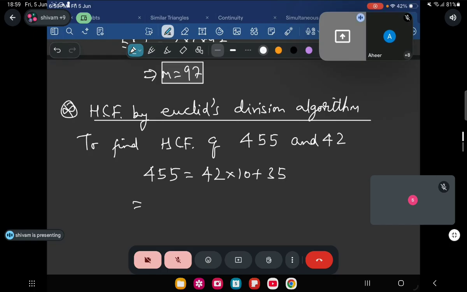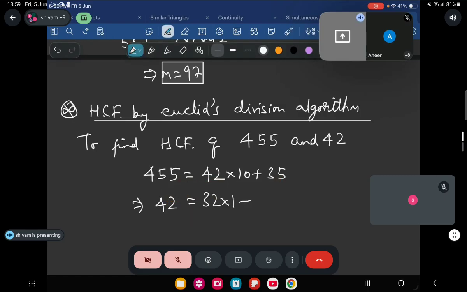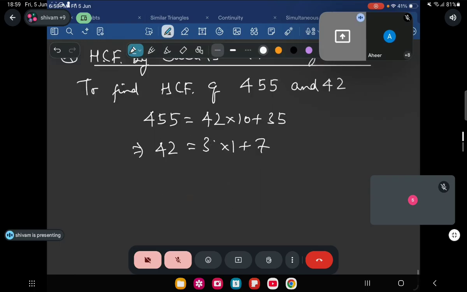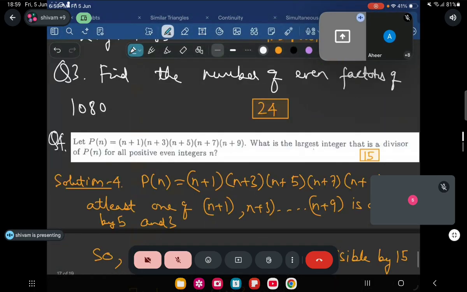Yes, sir. And from here we can see that 42 will become the dividend and 35 will become the divisor. So I can write 42 is equal to 35 into 1 plus 7, and then 35 we can write as 7 into 5 plus 0. As soon as you get 0, the divisor becomes the HCF. Therefore, HCF is equal to 35? No, 7. Why 35? 7.